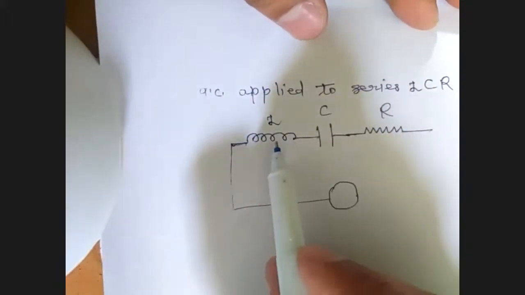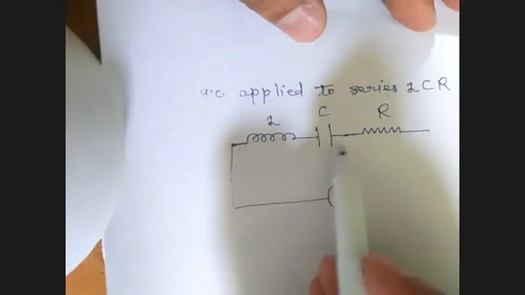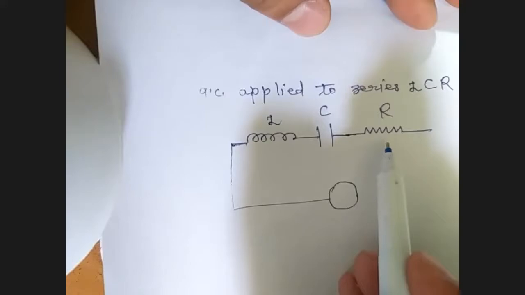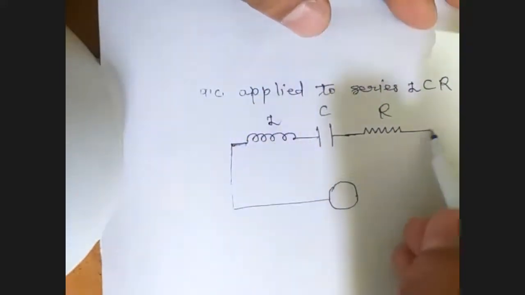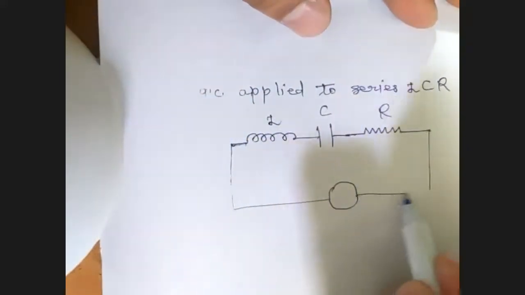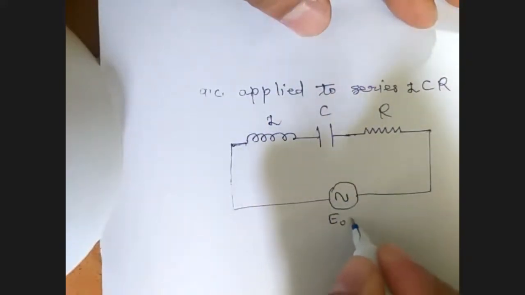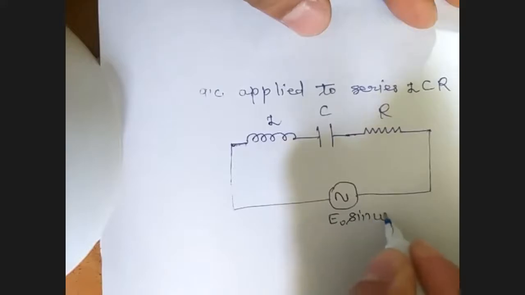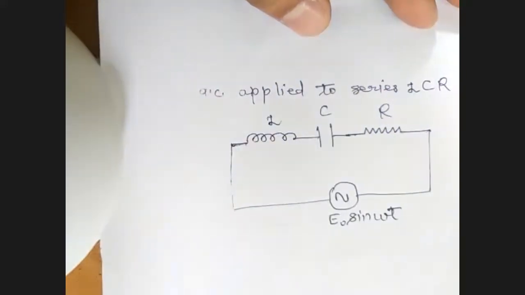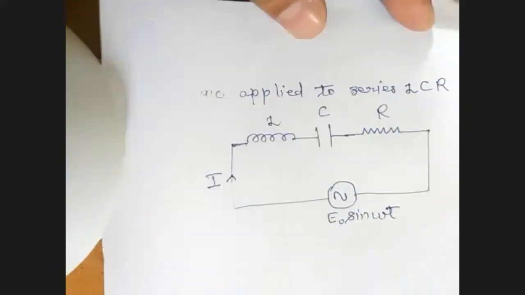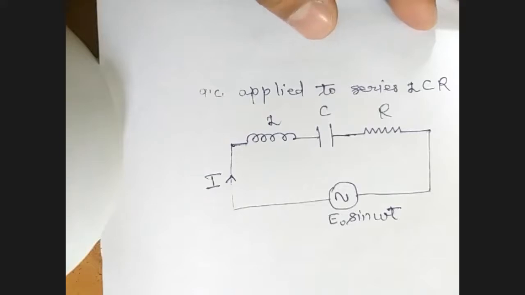connected an inductor of inductance L, capacitor of capacitance C, resistor of resistance R in series, and this we are connecting to the AC signal with E0 sine omega t, where E0 is the peak value of voltage. Let I be the instantaneous current flowing through the circuit at any instant small t.